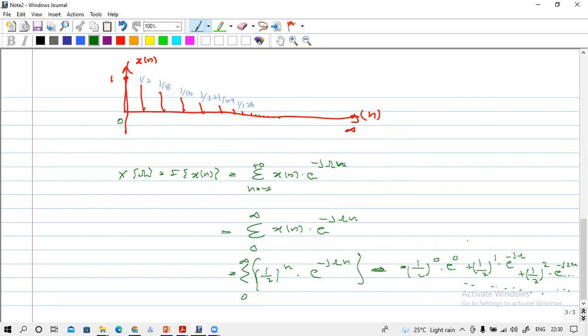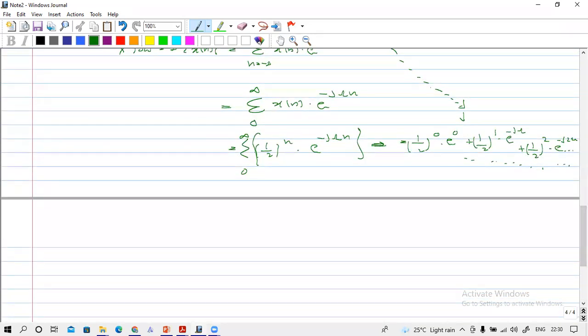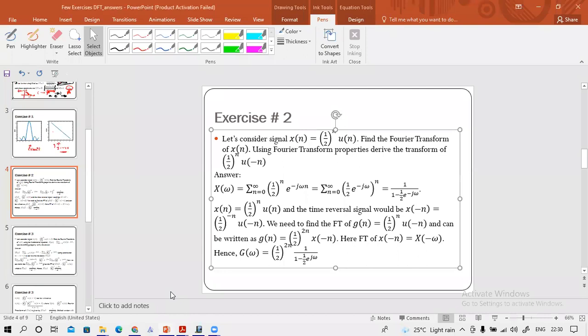So this is the Fourier transform of this sequence, and it is going up to plus infinity. That way you can find the Fourier transform of that signal. So it is very easy, as you can see. Here you have given the answer.